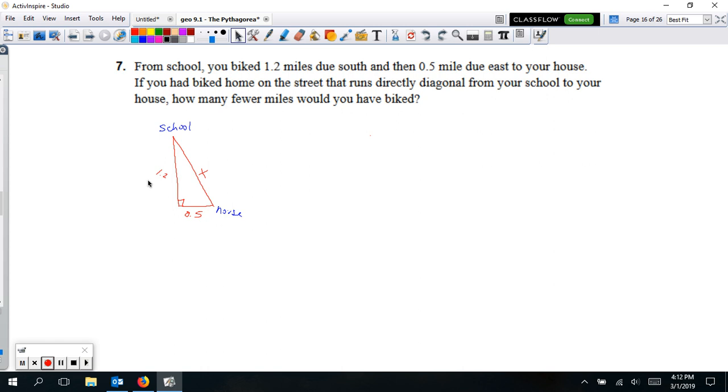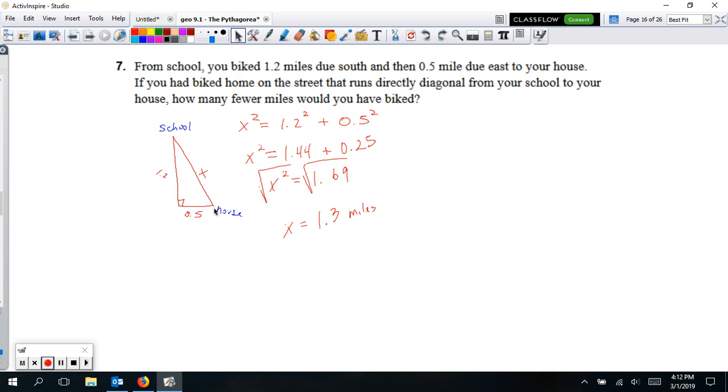So that's just going to be what we just did. We're going to do our Pythagorean theorem. X squared, the hypotenuse squared, will equal 1.2 squared plus 0.5 squared. As we do these numbers on the calculator, we get x squared equals 1.44 plus 0.25. Add these two together, and x squared is equal to 1.69. Take the square root of both sides, and x will equal 1.3. So that's 1.3 miles for the direct route from the school to the house.